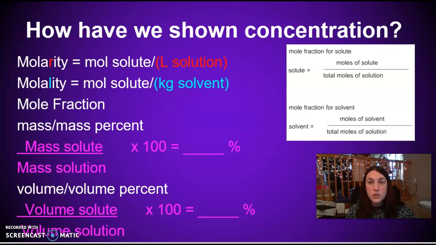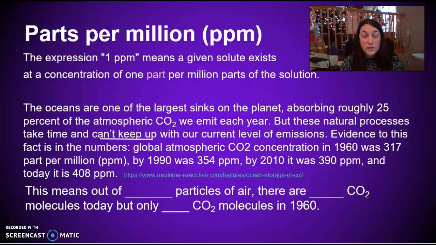We've been talking a lot about concentration and how we express concentration. So we've done molarity, molality, mole fraction, mass to mass percent, and volume to volume percent. Parts per million, so another way to express concentration. The expression 1 ppm means a given solute exists at a concentration of 1 part per million parts of the solution.